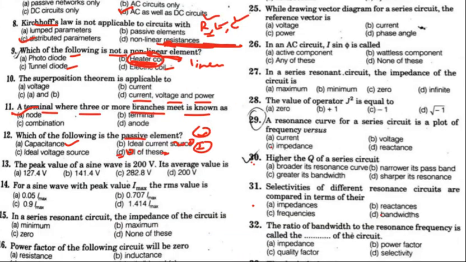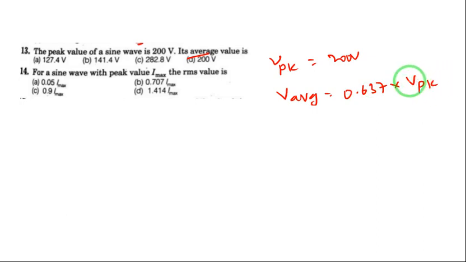For the 13th question, a small correction is needed here. The peak value of the sine wave is 200 volts. Here the peak value given is 200 volts. What is the average value? Here the formula is 0.637 into Vpk, that is the peak value.